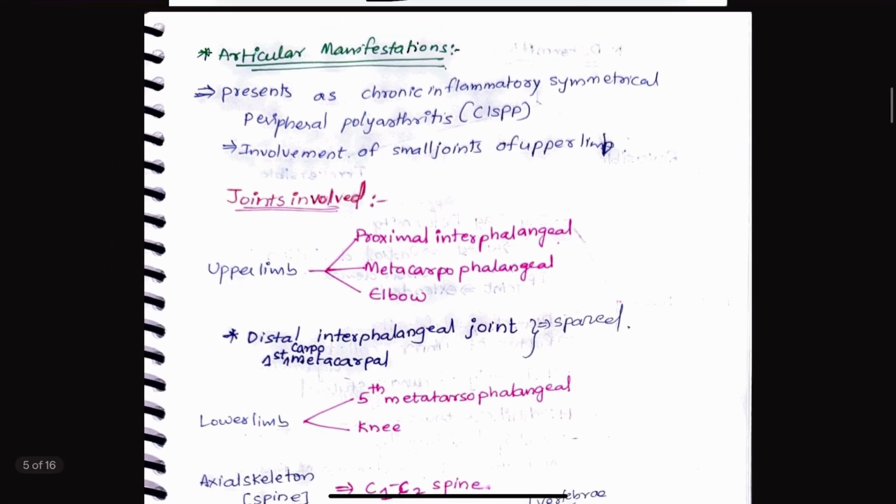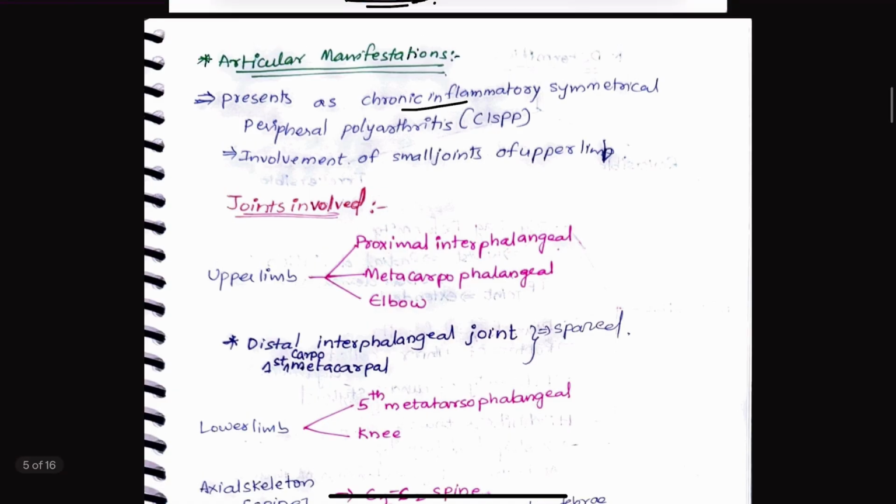So articular manifestations present as chronic inflammatory symmetrical peripheral polyarthritis. They are chronic, inflammatory in nature, and symmetrical. By symmetrical they mean that if there is a problem in the right metacarpophalangeal joint, there might also be a problem in the left metacarpophalangeal joint. Peripheral means the small joints present in our hands and legs. Polyarthritis means they affect more than one joint. This is what is meant by chronic inflammatory symmetrical peripheral polyarthritis.